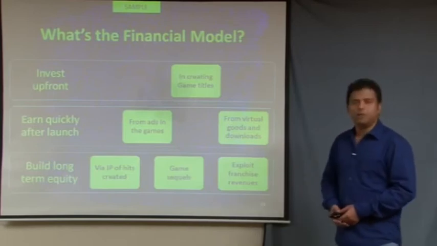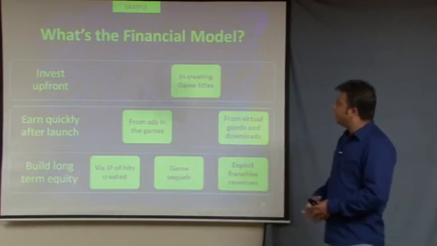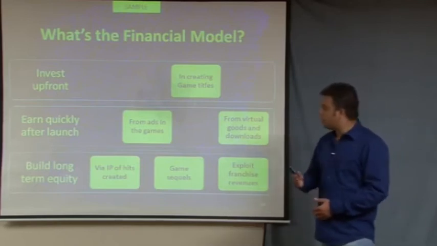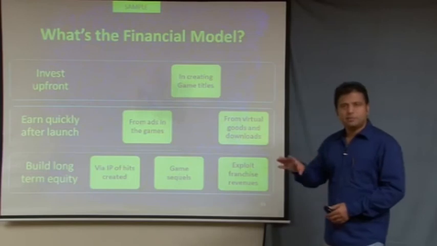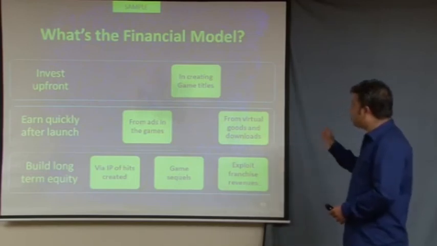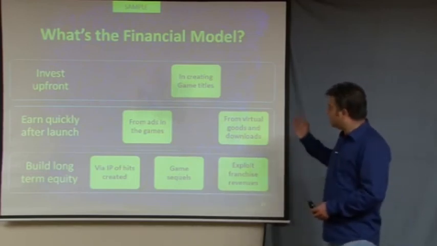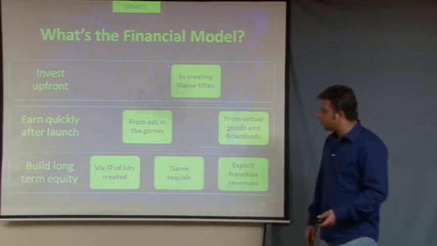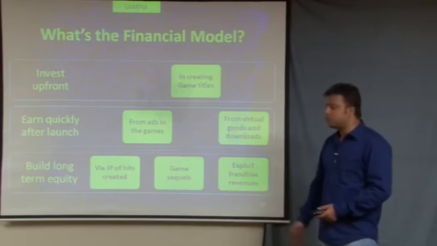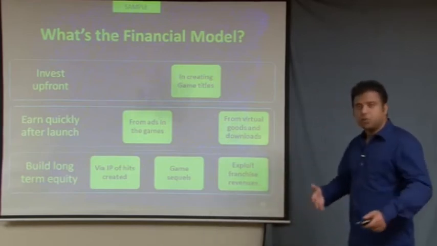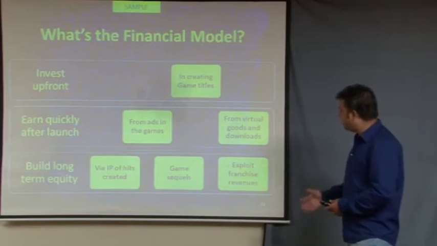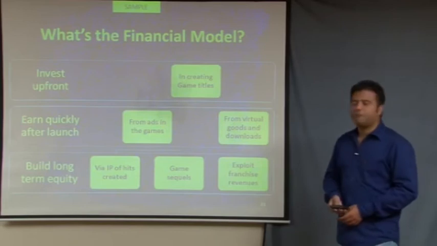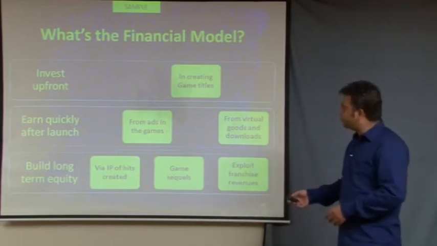So what's the financial model? How will it work? Invest upfront in creating game titles, earn quickly after launch from ads displayed in the games and from virtual goods and downloads that the players will pay for, and build long-term equity via the IP rights of hits created, game sequels that they would launch and create, and also exploit franchise revenues. That's the entire financial model to earn revenues.